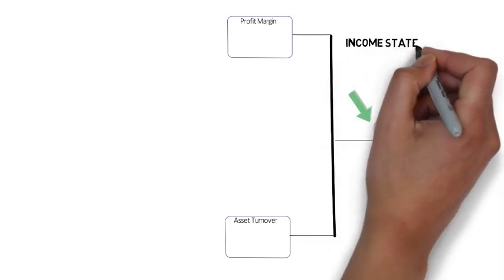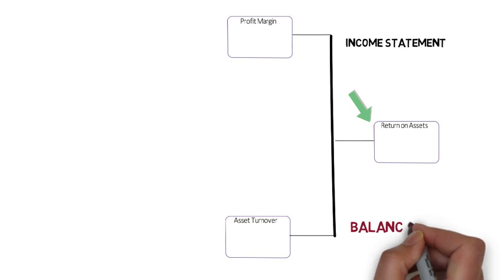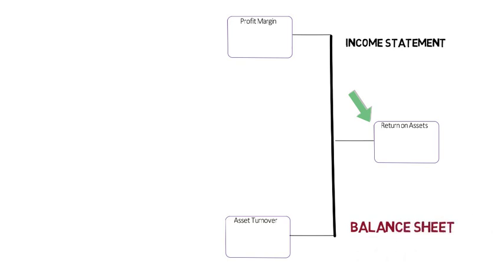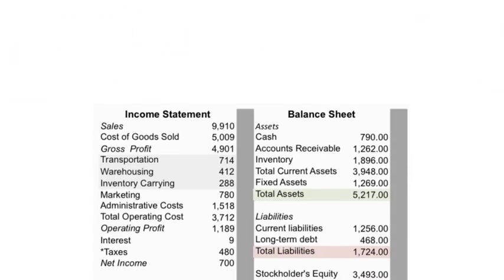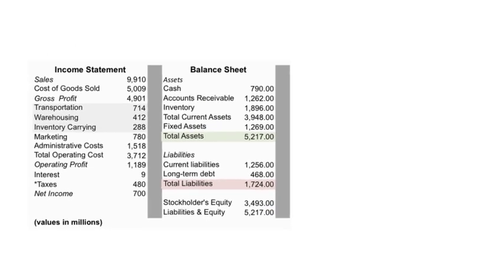The margin information on the top half of the model comes from the income statement. The asset information on the bottom half comes from the balance sheet. Thus, the strategic profit model provides a holistic view of how your decisions affect returns. Let's give you a moment to take a look at your simplified financial statements. You are going to pull all the data needed to calculate ROA from these statements.